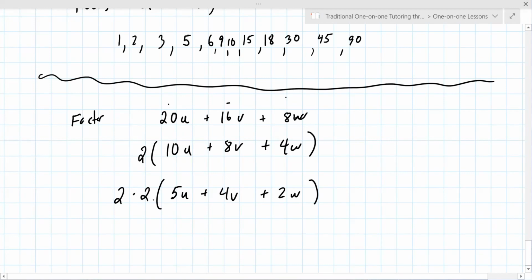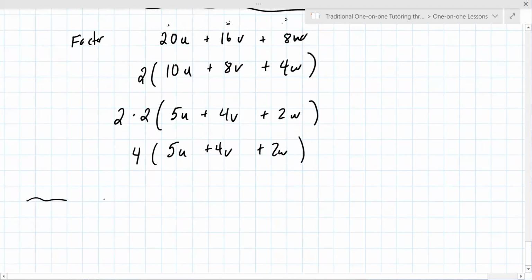So, and what is 2 times 2? 2 times 2 equals 4. So now looking back at the original, do you see that 4 goes into all 3 of these numbers? Yeah. But we can get there by doing it in stages. And maybe you like that better. I'm not sure.